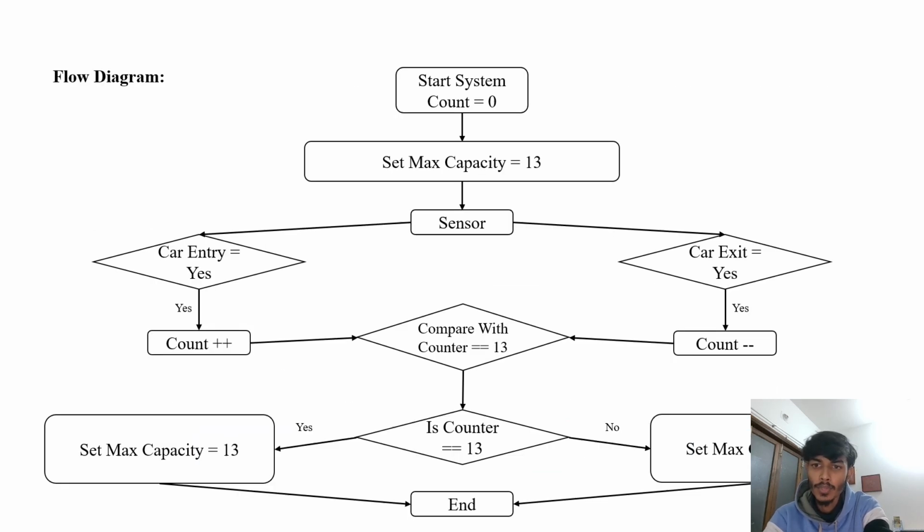Next comes the flow diagram. We start with count 0, set the maximum capacity, and continuously check sensors. Each entry increases the count, each exit decreases it, and the display updates instantly depending on whether the count hits the limit.